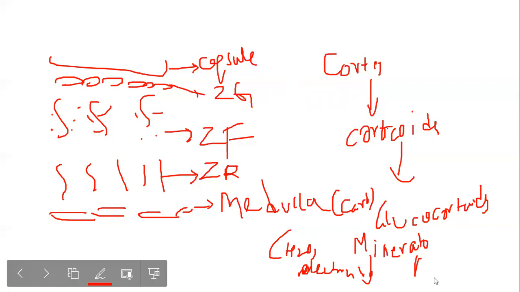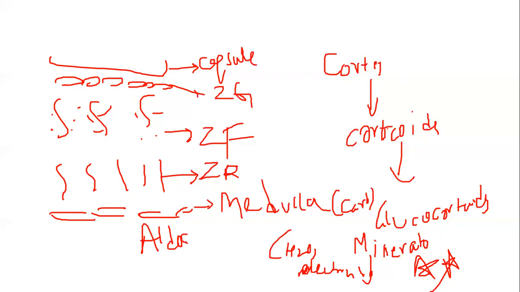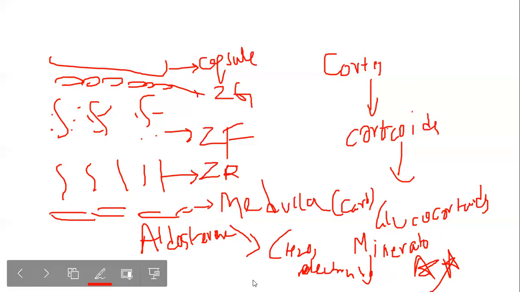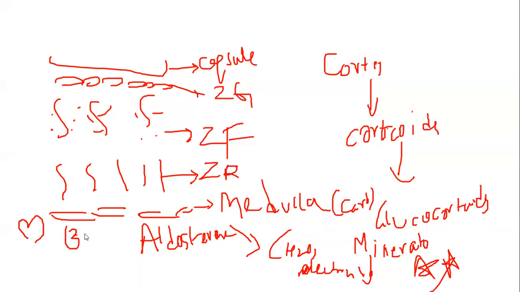And the main example, the NEET question, the main example of mineralocorticoid in our body is aldosterone. This is the main mineralocorticoid in our body. Now, cortisol has a lot of functions. It not only helps in carbohydrate metabolism, but it also helps in maintaining the cardiovascular system as well as the kidney functions. It also acts on the heart and the kidney.